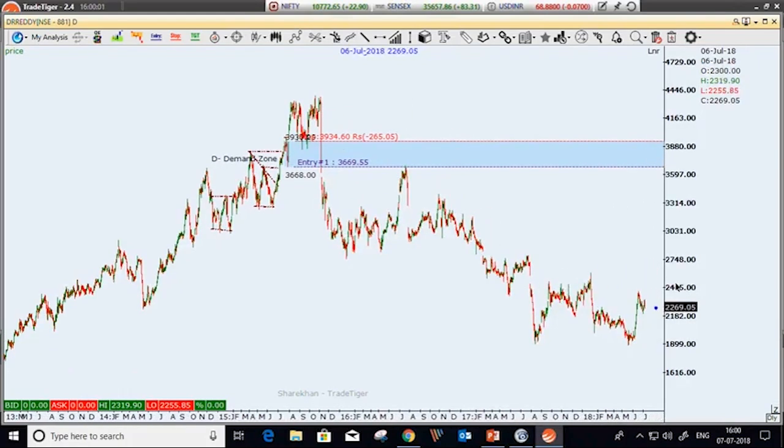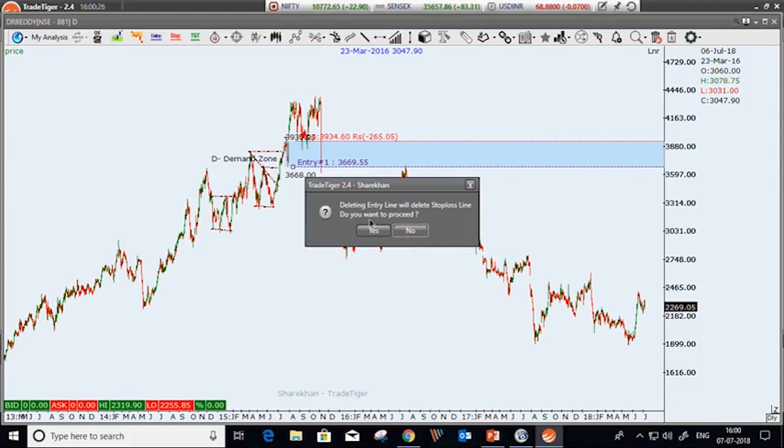Okay. What do you think? From 3,600 to 1,800. Oh my God, it's a 50% retracement. So this is the power of a hidden zone.